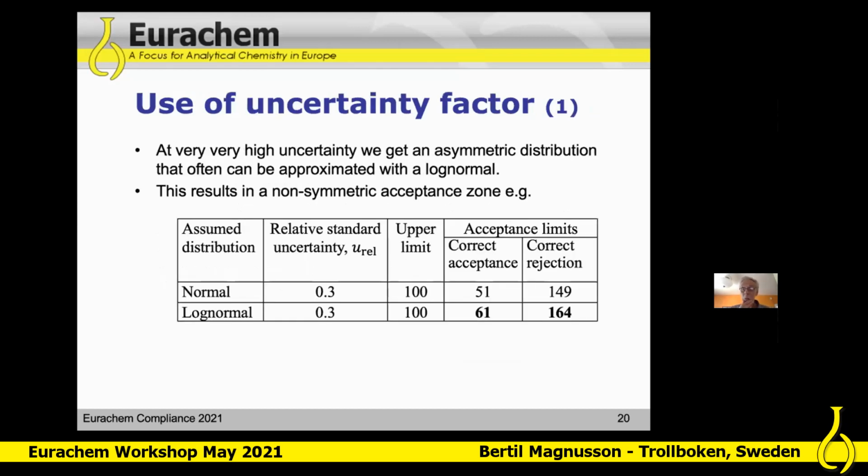In this case, we will not have a symmetric distribution anymore, but we will have an asymmetric distribution if we have a log normal distribution. And usually we'll have that if the uncertainty is high. So here I have an expanded uncertainty of 60%, standard uncertainty is 30, and you can see the limits with a normal distribution and with a log normal distribution. And you can see that the log normal is slightly skewed towards the upper end.